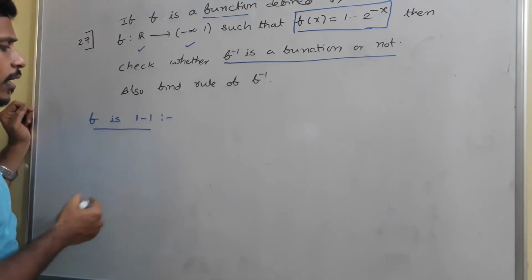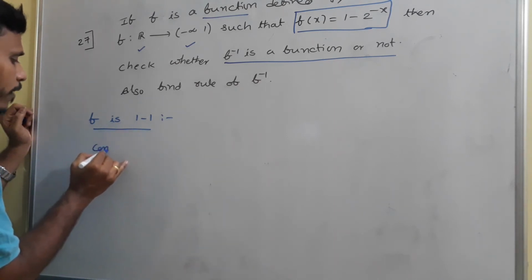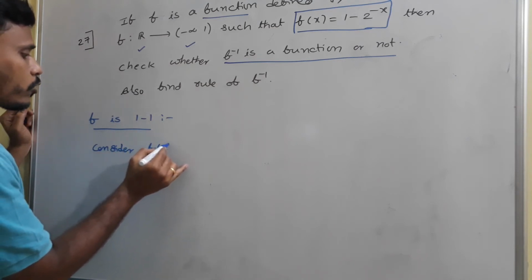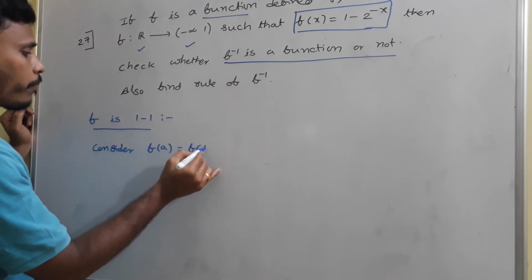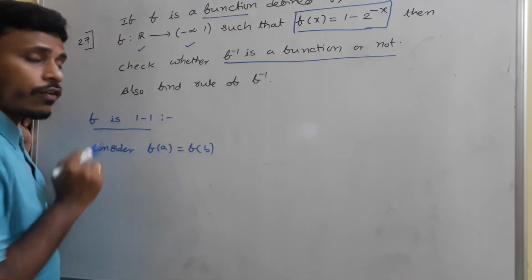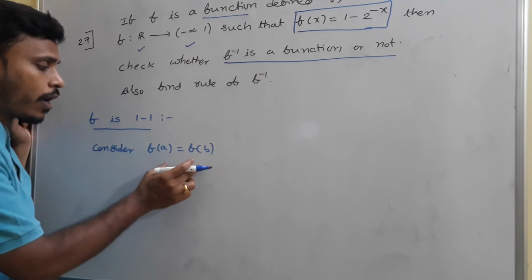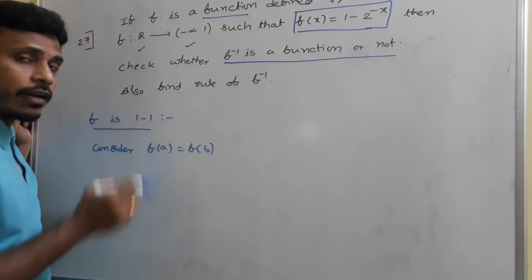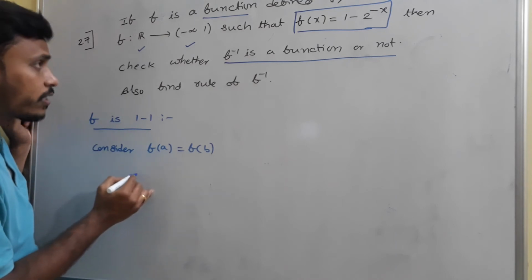Already we learned the way of checking whether it is one-one or not. Algebraically I will move. To prove that, we need to start by considering f of a equals f of b. Since this is the algebraic way, we start with f of a equals f of b, and after certain steps, if we have a equals b, then we confirm that it is one-one.